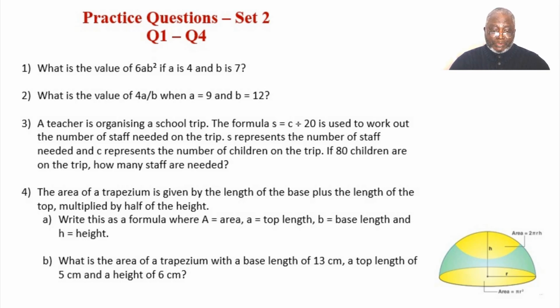This is question 4. It's a bit complex, but I want you to figure it out for yourself. I'm just going to give you the first bit. The area of a trapezium is given by the length of the base plus the length of the top, multiplied by half of the height. Write this as a formula where A is equal to area, that is capital A, and then small a is equal to the length of the top. Now read the rest of the question carefully and see if you can answer it.